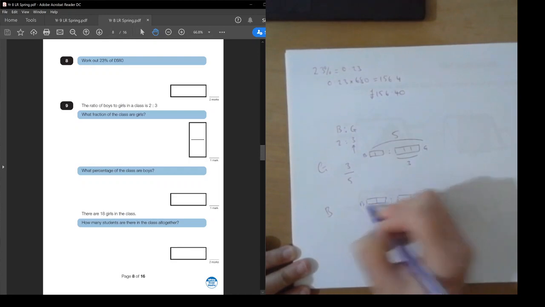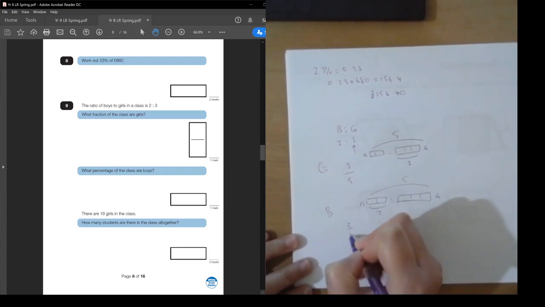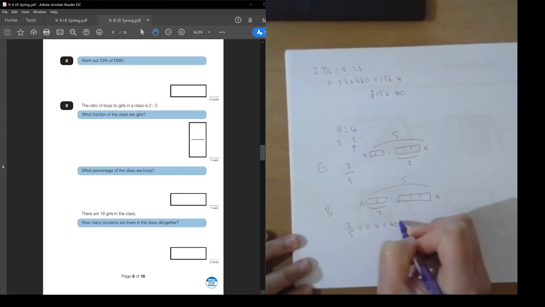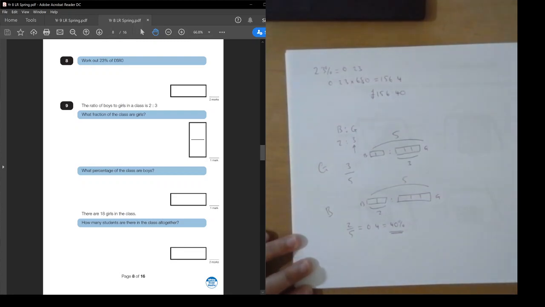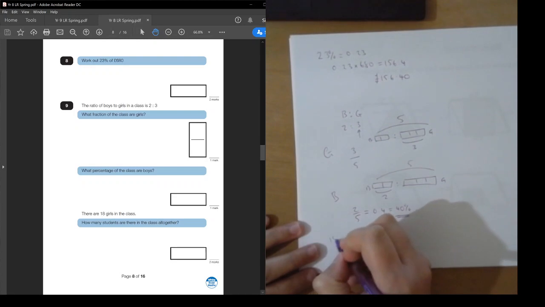So this is boys, this is girls. I've got 2 out of 5, so boys is 2 out of 5. This is the same as me saying 0.4, which is the same as 40%. They've asked for percentage. Please give it in a percentage format. Okay, and last but not least, they are saying 18 girls.